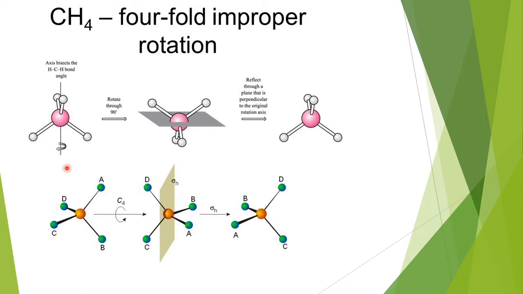The first is rotation, and now we have a plane, that is the reflection plane, which is perpendicular to the axis. This is the axis, and the plane will be perpendicular at 90 degrees. So the plane will be passing through carbon, and it will be perpendicular to this axis. So here is the plane perpendicular to the rotation axis, and again we are reflecting through this plane.